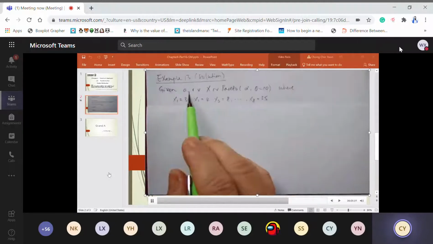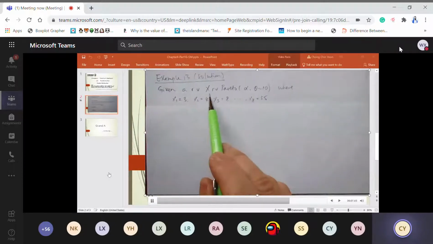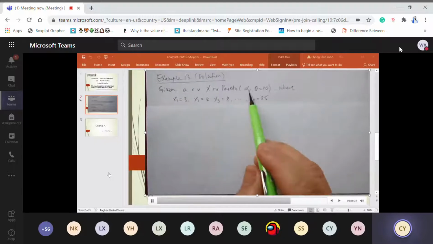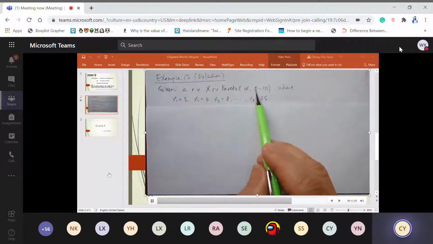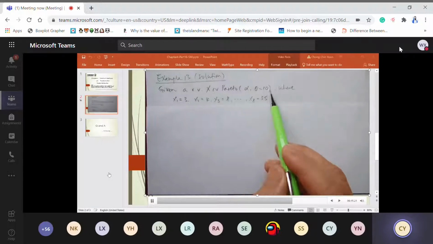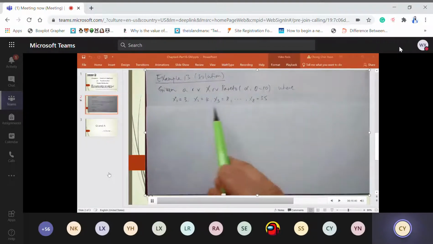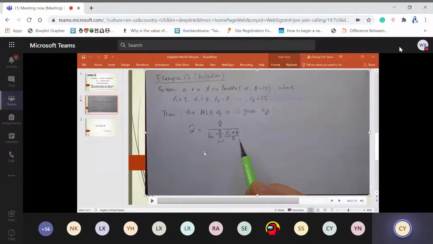Solution for example 13. Given a random variable x which is Pareto distributed with the parameters alpha and theta, where theta is given as 10, and the 8 observations are given as follows. This one also I jump a little bit because I think you should know how to substitute. I want to calculate alpha. I need to know my alpha, this parameter of the Pareto. I have to use this formula. So I substitute all the observations into this formula, and I will get the alpha value.